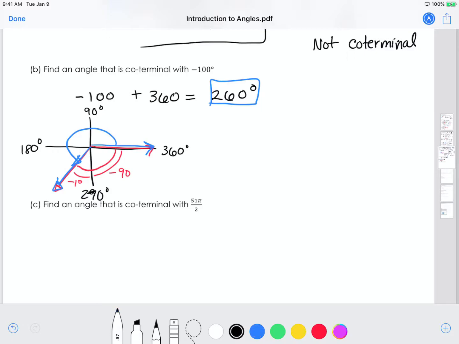Now, I could come up with another coterminal angle by adding another 360 degrees. And I could keep adding multiples of 360 to get more coterminal angles. But the question only asks for one, so I'm just going to say the answer is 260 for this one. Now, I could say find me a coterminal angle that's between 360 and 720. In that case, I would have to add another 360 to get between those two angles. But the directions don't specify to find an angle between two values, so I can just come up with any coterminal angle.